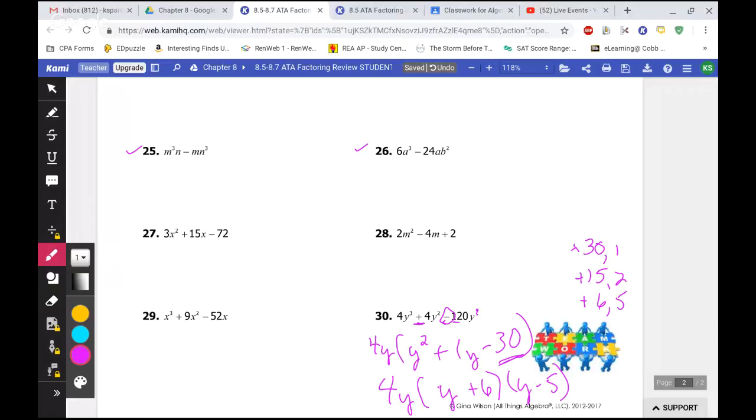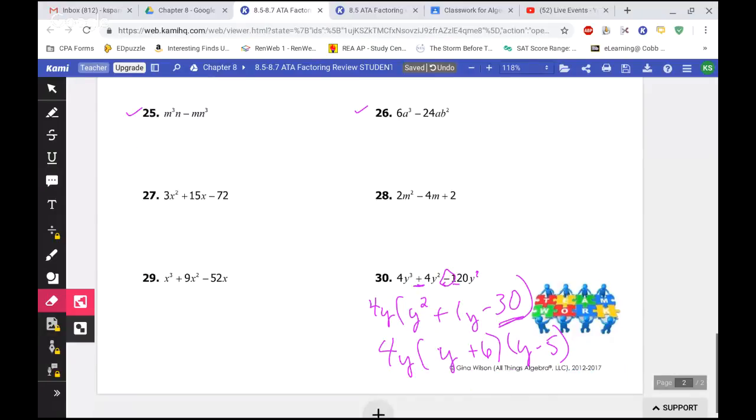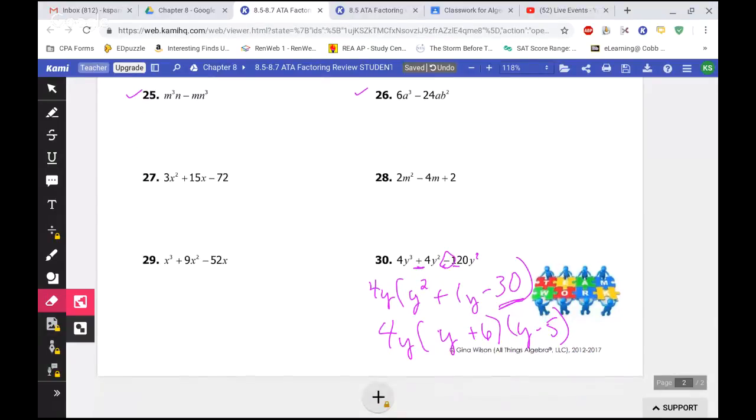Does that make sense? Does that help? All right, I'm hoping so. Any questions? Can I make it clearer? Any questions about it?